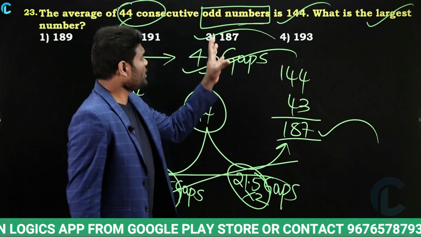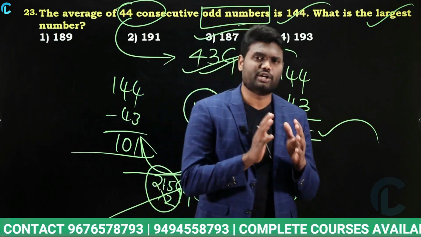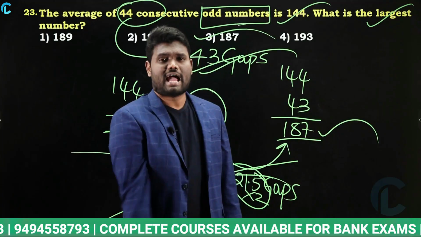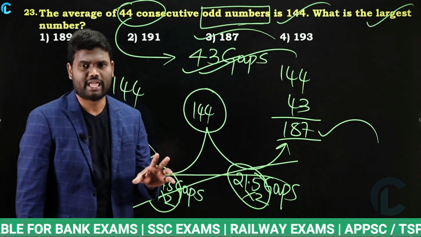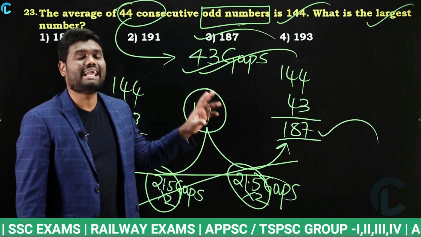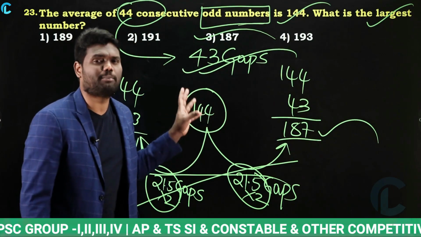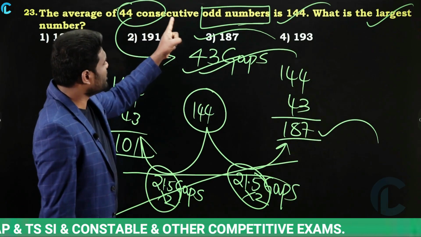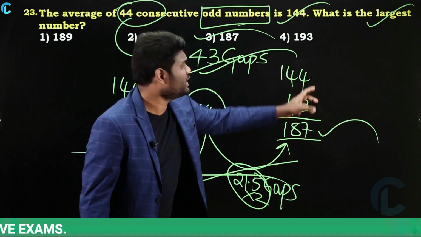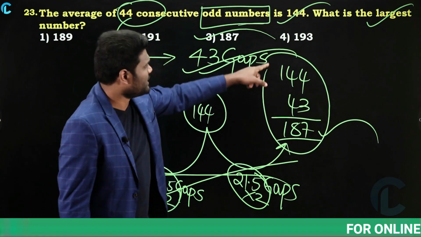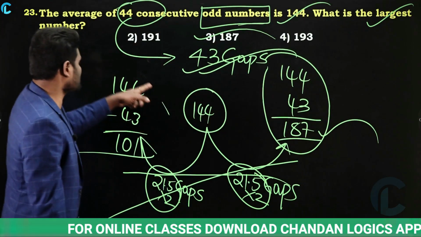So that is the reason. Whenever you have questions like consecutive odd numbers or consecutive even numbers, and they have given you the average, and they ask you to find the highest number or lowest number, then if they ask you the highest number, directly add the number of gaps value. If they ask you the lowest number, directly subtract the number of gaps value. For 44 consecutive numbers, the number of gaps is 43. So that is what I have done. I have added 43 to the average to find the largest number. If they ask us the lowest number, I need to subtract that 43.